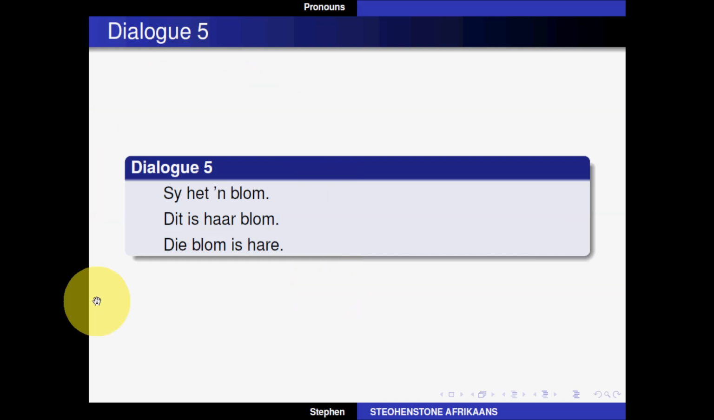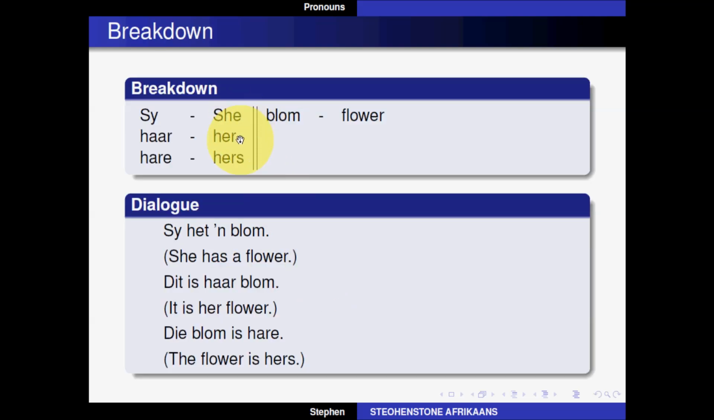Let me read the dialogue first. Sy het 'n blom. Dit is haar blom. Die blom is hare. Now we're looking at she, her, and hers. We did the he one, now we're doing the she one.